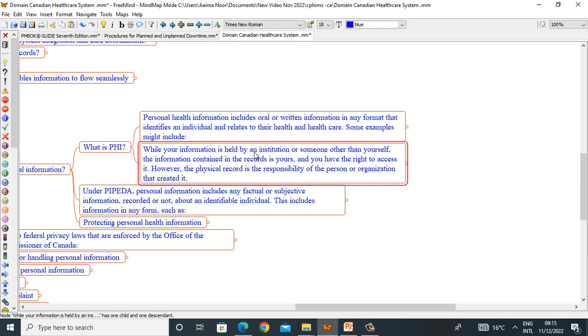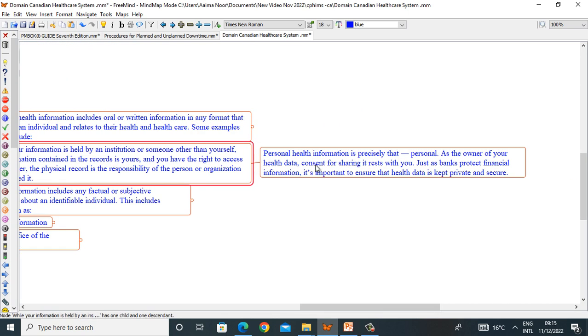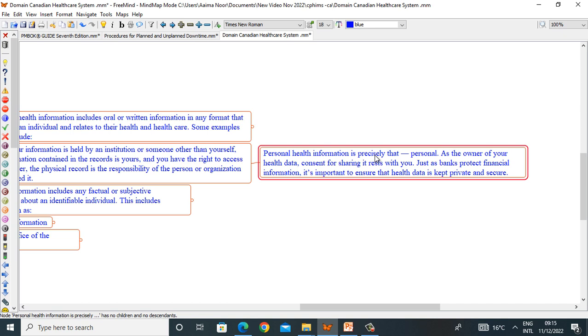While your information is held by an institution or someone other than yourself, the information contained in the record is yours and you have the right to access it. However, the physical record is the responsibility of the person or organization that created it. Personal health information is precisely that: personal. As the owner of your health data, consent for sharing it rests with you. Just as banks protect financial information, it is important to ensure that health data is kept private and secure.